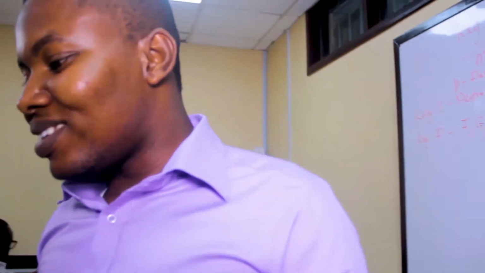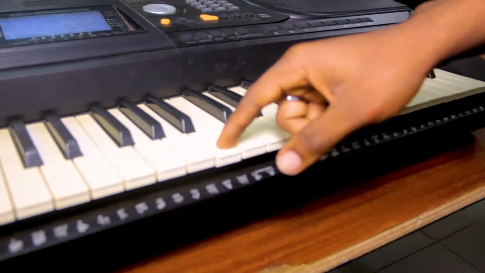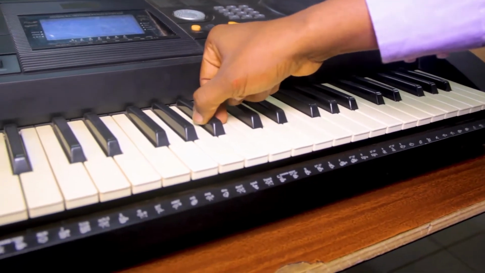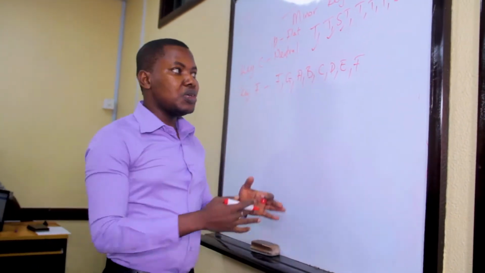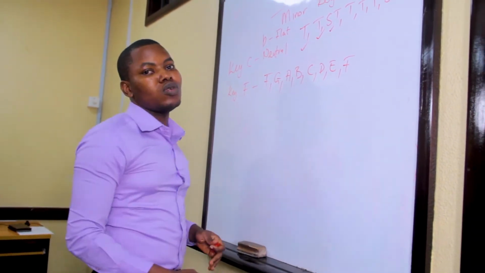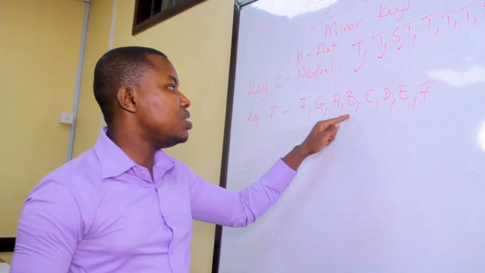Now this is where the concern is. This is A, right? A to B, is it a tone or a semitone? It's a tone because it has a black key involved. But from the formula we need a semitone, we don't need a tone. We don't need a full tone, we need a semitone. So what do we do to get our semitone? Because A to B is a tone.